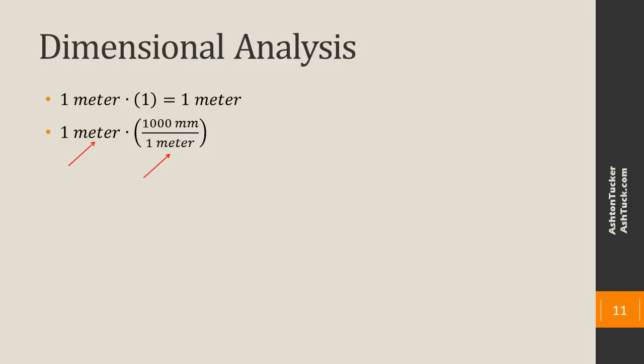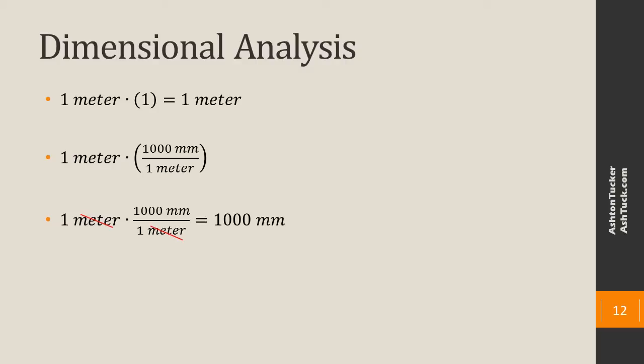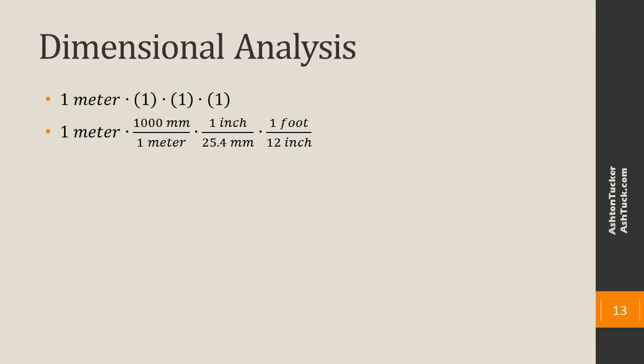Now we notice that we are multiplying by meters, but we're also dividing by meters, so those will reduce to a number 1. Anything divided by itself is equal to 1. So the meters will cancel out, leaving only 1 times 1,000 millimeters on the top, and 1 on the bottom. Or in other words, 1 meter equals 1,000 millimeters, which is something we already knew. So what good did that do? Let's take a look. 1 meter times 1 times 1 times 1 is still just a meter, right?